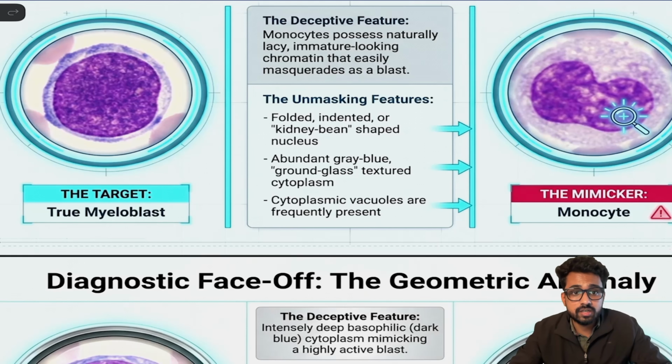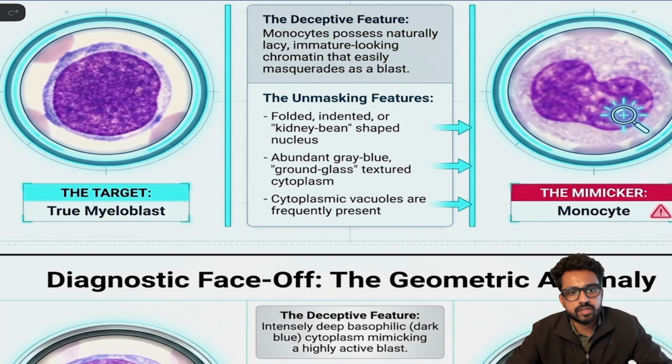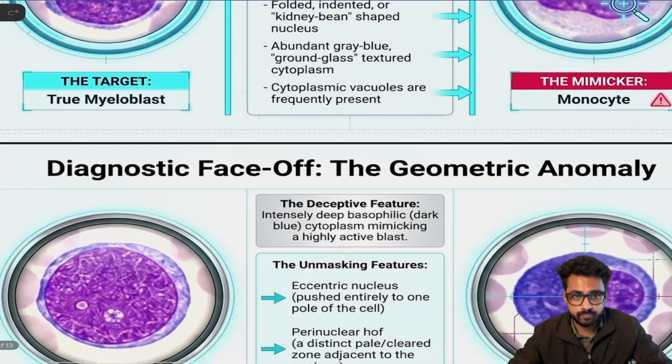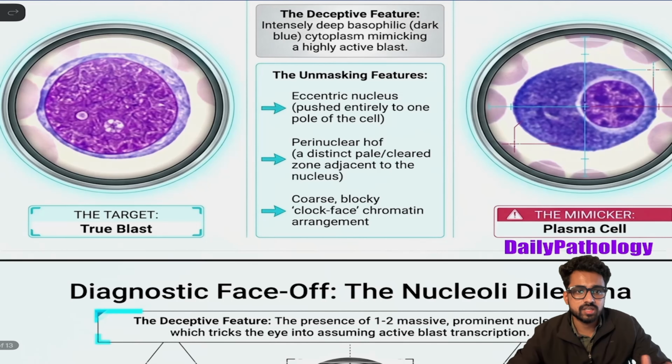Then abundant gray-blue, ground glass textured cytoplasm. Here you can see ground glass cytoplasm. Cytoplasmic vacuoles are frequently present. So these are the few clues that you will remember for the identification of monocytes, which will sometimes mimic the true blast. Next is the geometry anomaly, that is plasma cell and the true blast.